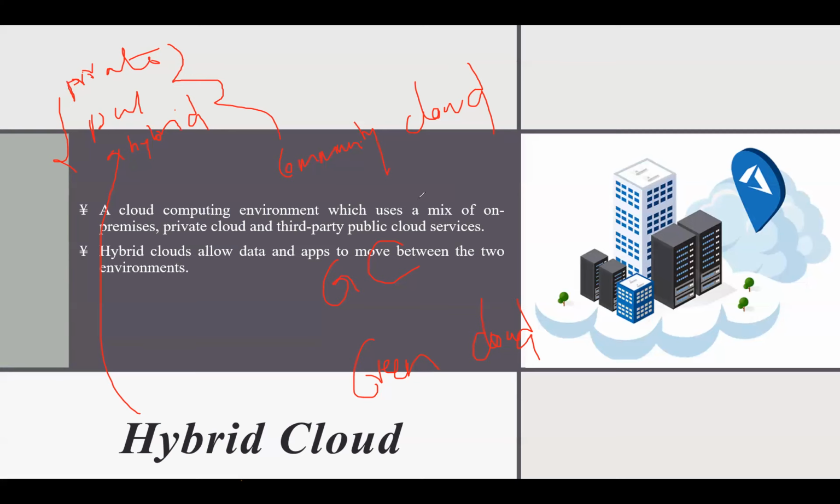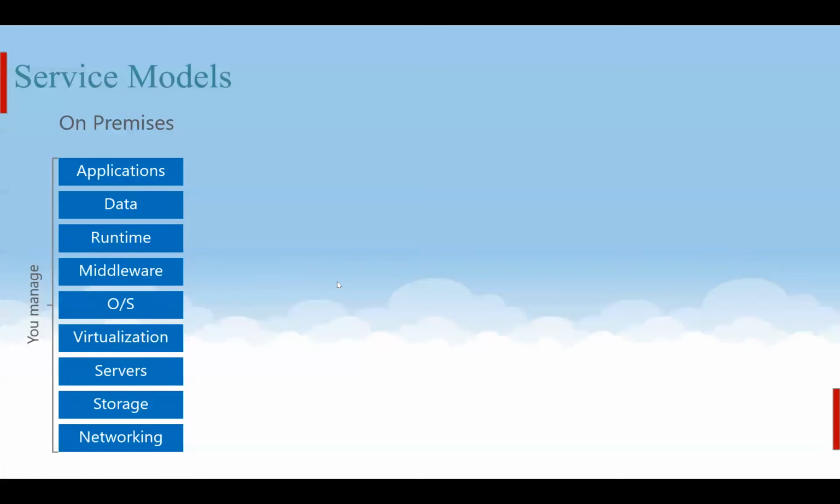Okay, please keep in mind these are the deployment models. Similarly, we have the service models, which we discussed, right? On premises means everything is controlled by us, sir. Everything you control: network, storage, servers, virtualization, OS, middleware, runtime, data, application. Everything you need to manage. Different teams will manage all these components.